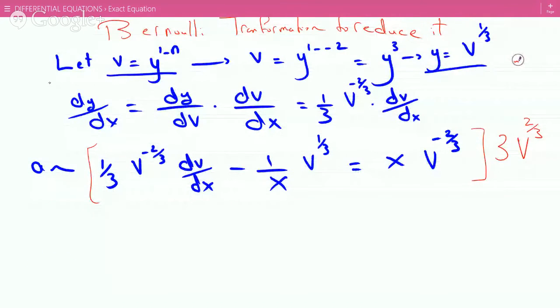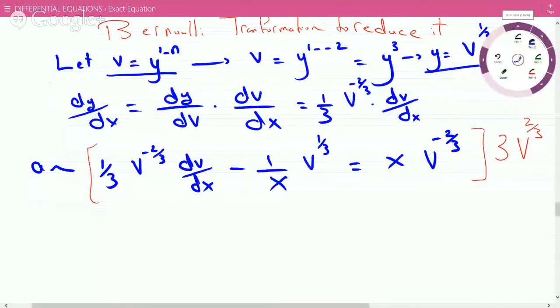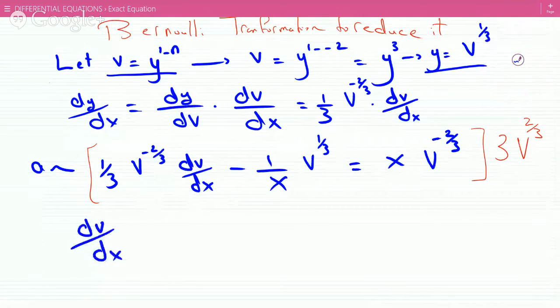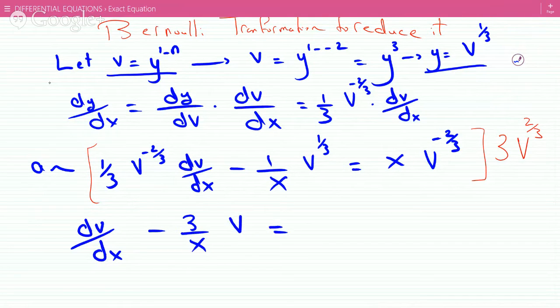So then, continuing on this one here, we get dv over dx minus 3 over x, since we're multiplying by 3, and v to the 2/3 and v to the 1/3 is just v. And this here becomes x times v to the 0, which is 1.